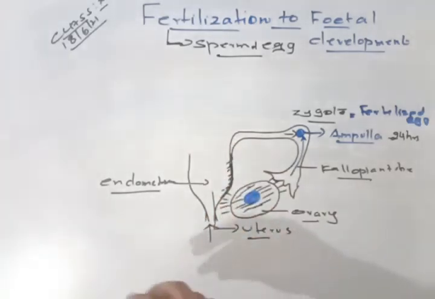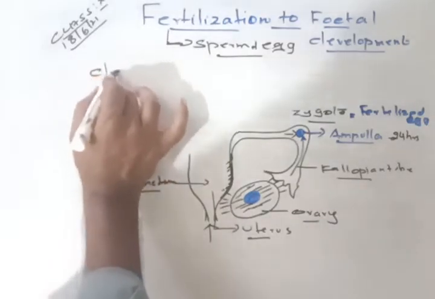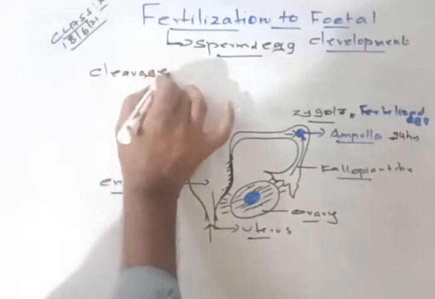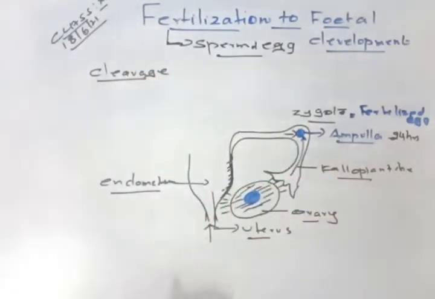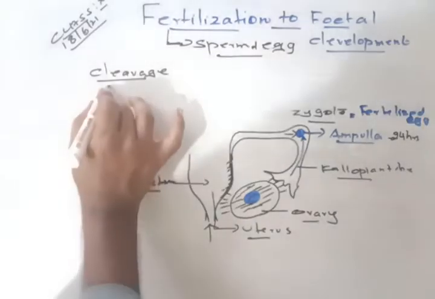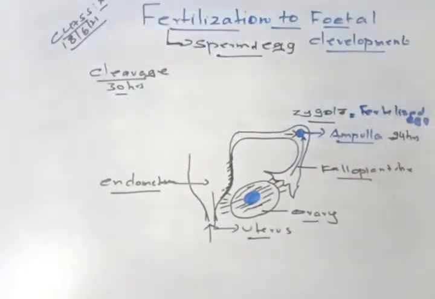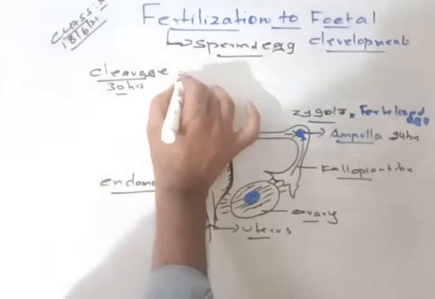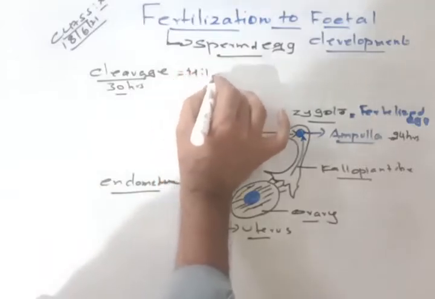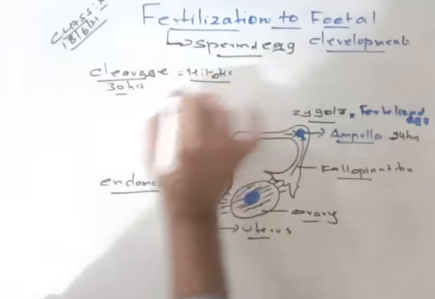in between, some development, division will take place. The division is called cleavage. So cleavage will take place inside this area, the fallopian tube. The first cleavage takes place 30 hours after fertilization. And all these cell divisions are mitotic divisions. Mitotic means body cell division.